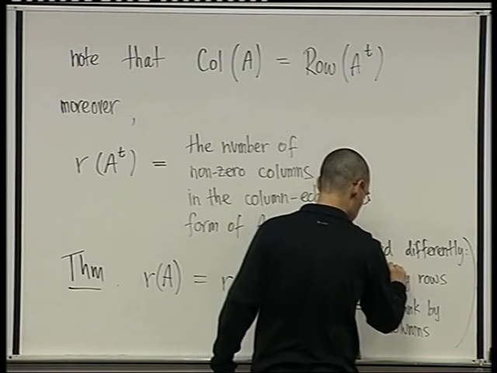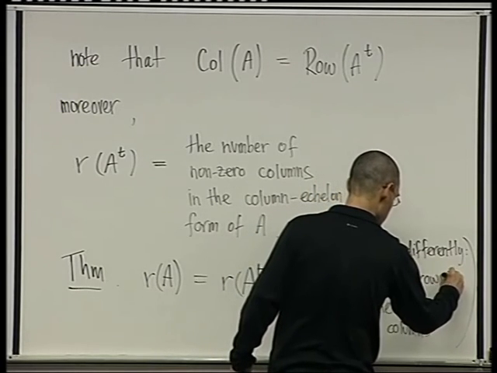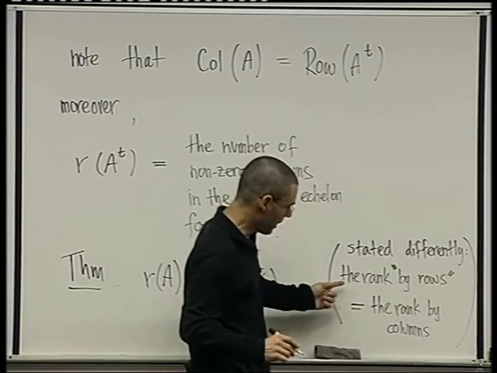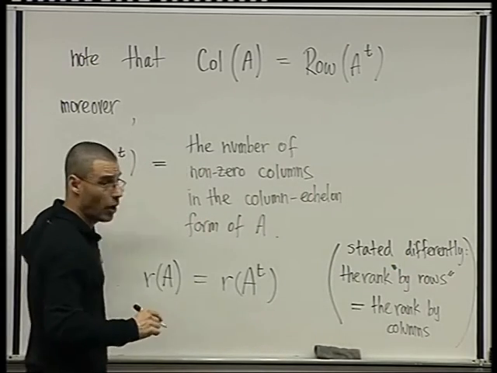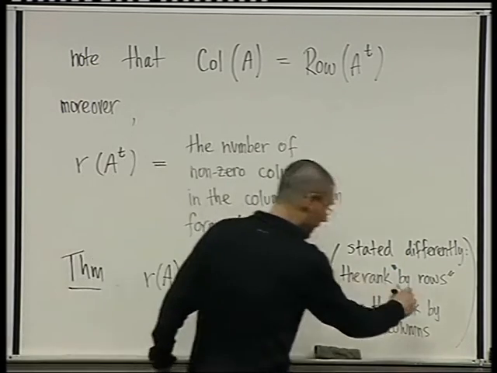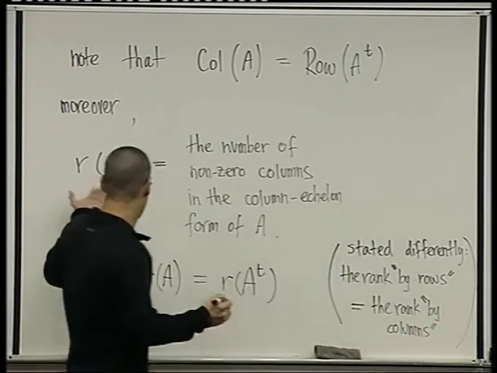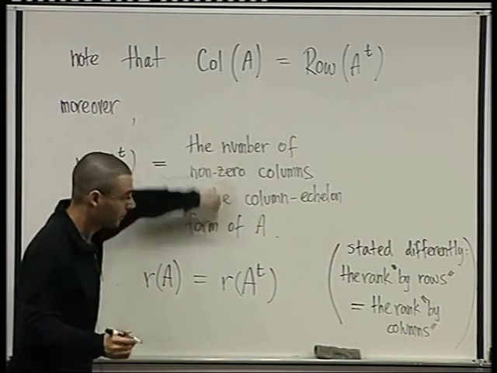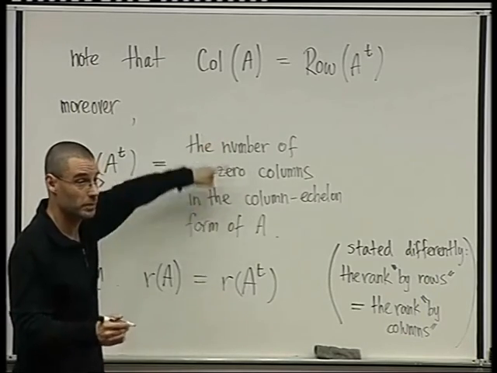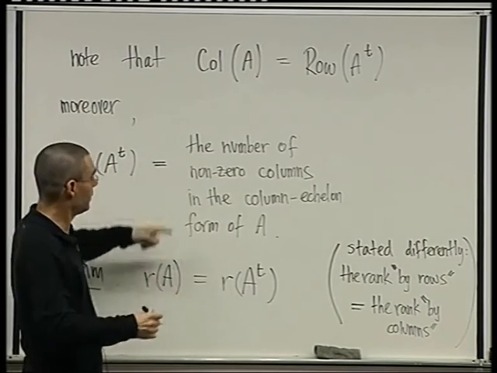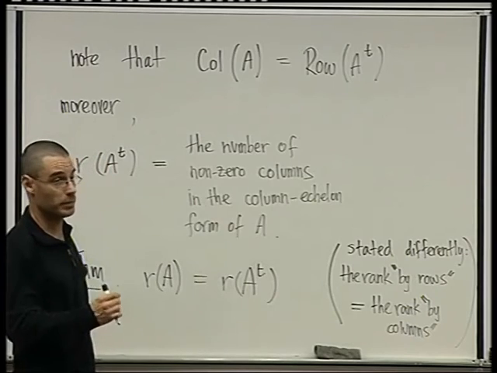Okay, so I'm going to put this in quote marks, because by the rank by rows I mean good old R of A, and the rank by columns we never really defined, but we just said that in fact it's R of A transpose. It's this number. This is the rank by columns. Okay, the number of non-zero columns in the column echelon form.